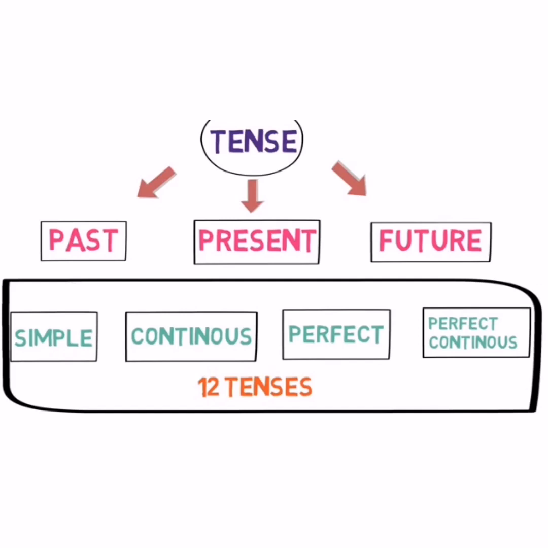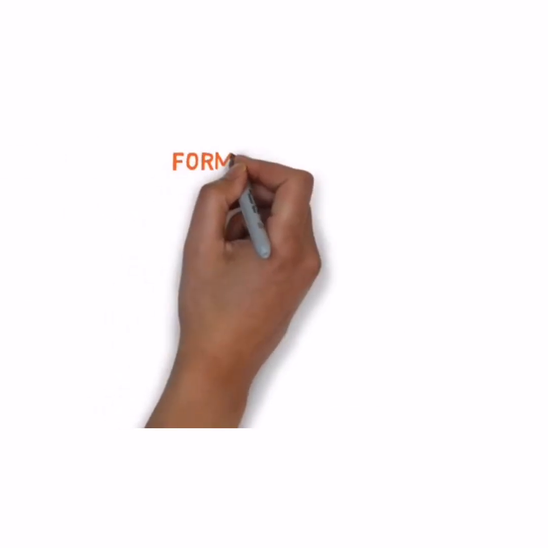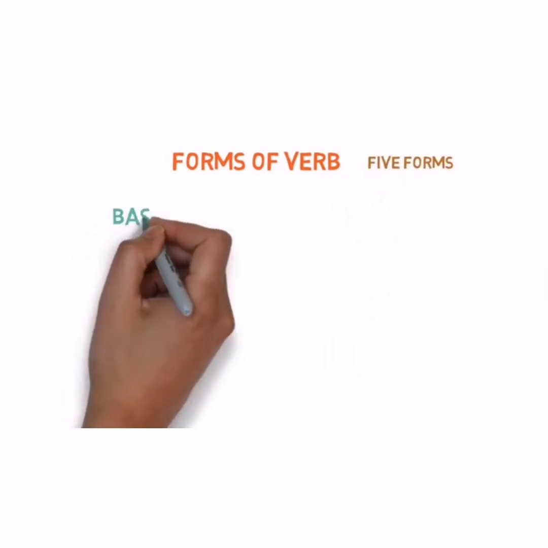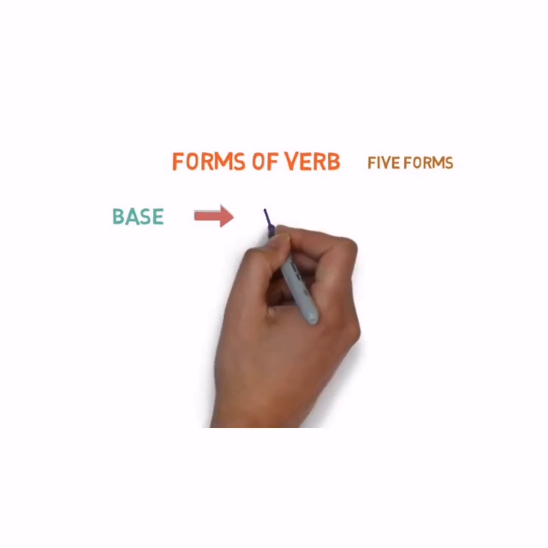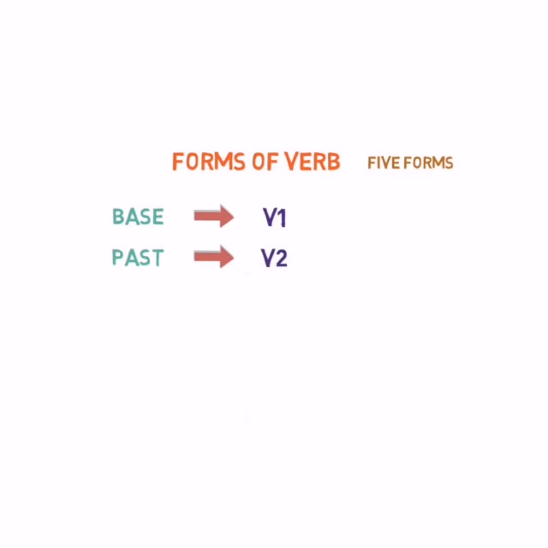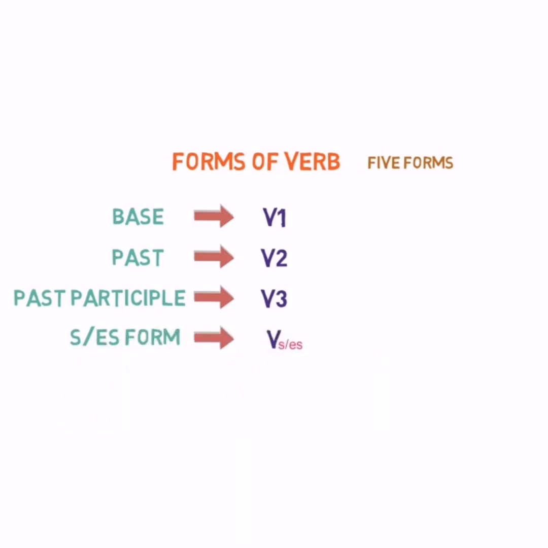Before that, we need to revise forms of verbs. These verbs are mainly divided into 5 forms. Yes? Which are base form, we will denote it as V1. Past form, we will denote it as V2. Past participle form, we will denote it as V3. S or ES form, it is VS or ES. And ING form, we will denote it as VING.